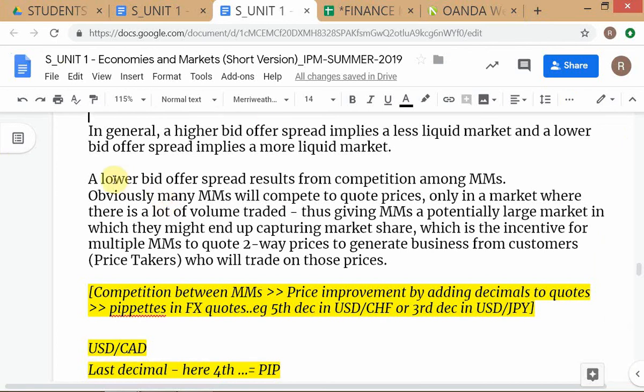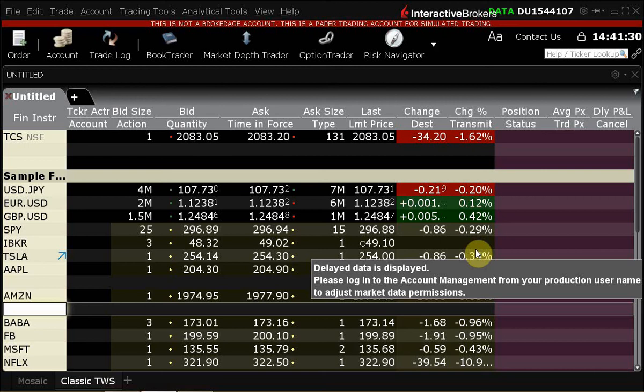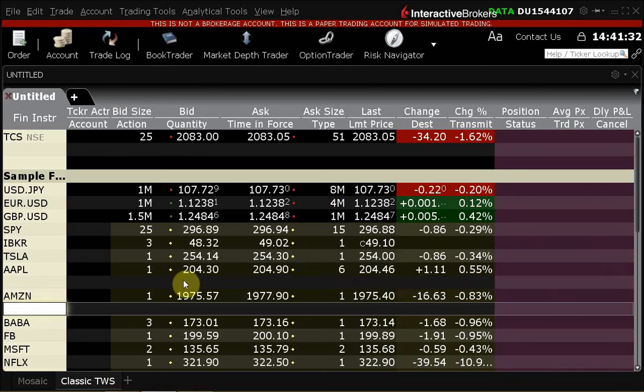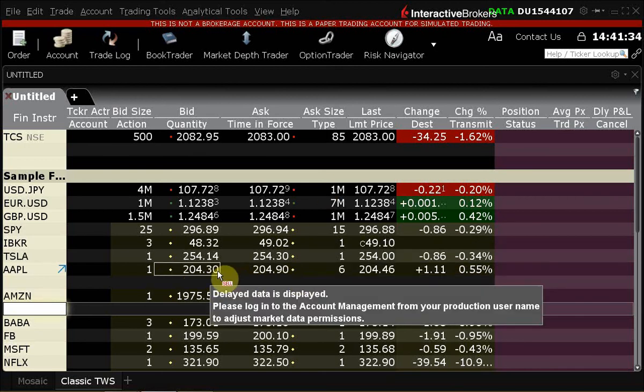You saw how this happened, right? A lower bid offer spread comes from competition among market makers. One guy sees the bid offer spread as being very wide, 30-90 on Apple. He says, this is too wide, let me quote 40-60 so I can pick up the business. If I quote 40-60, more people will come and deal with me. You understand the logic here?